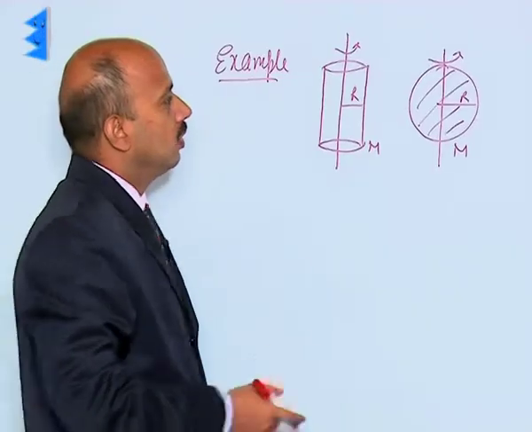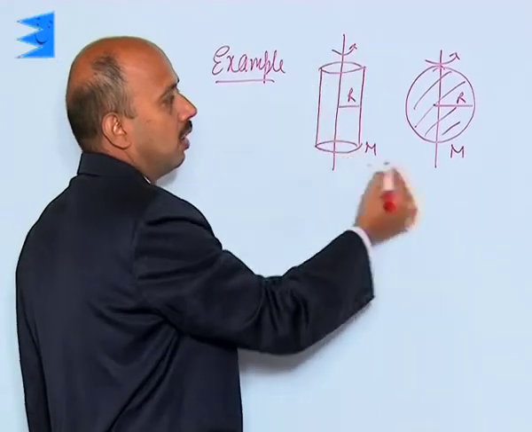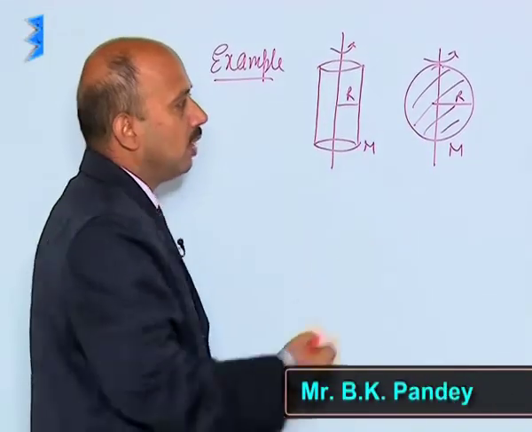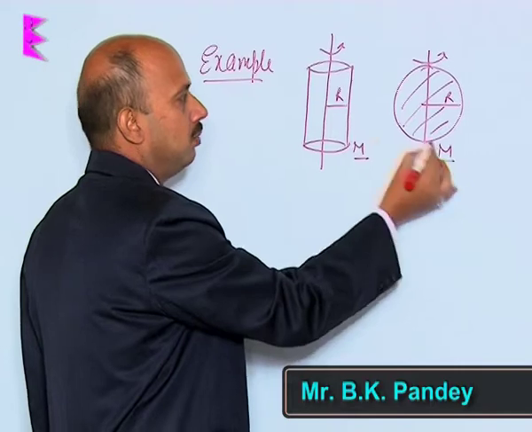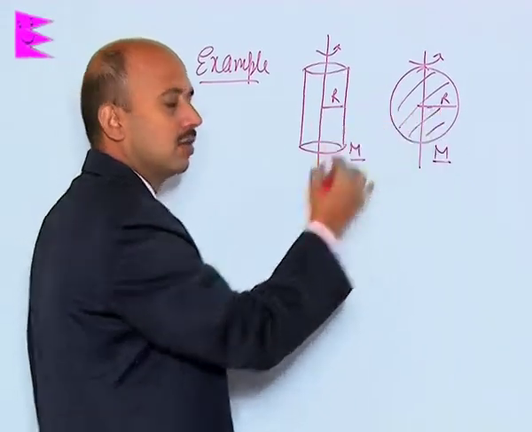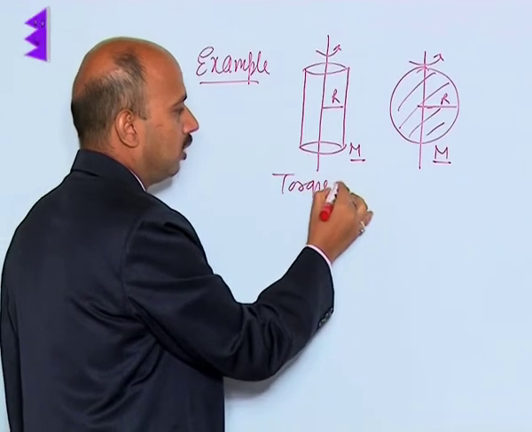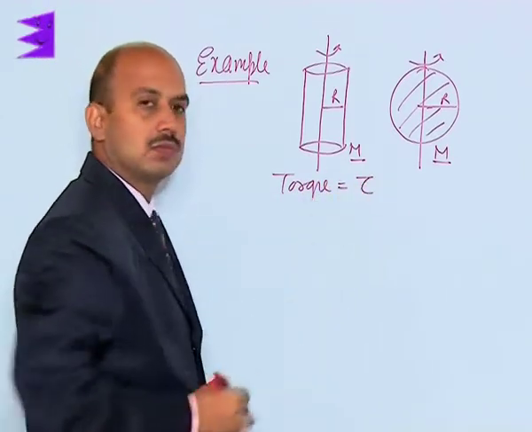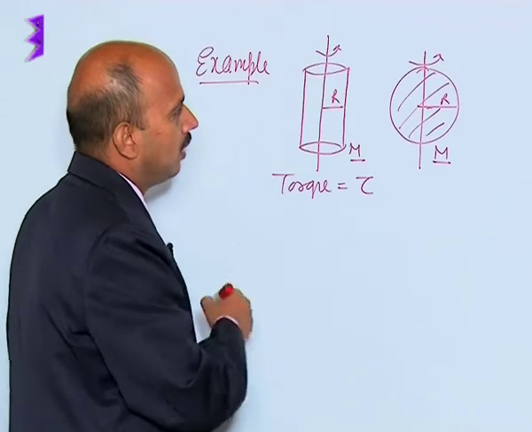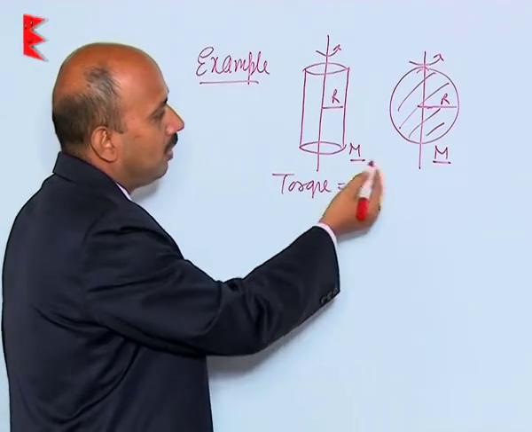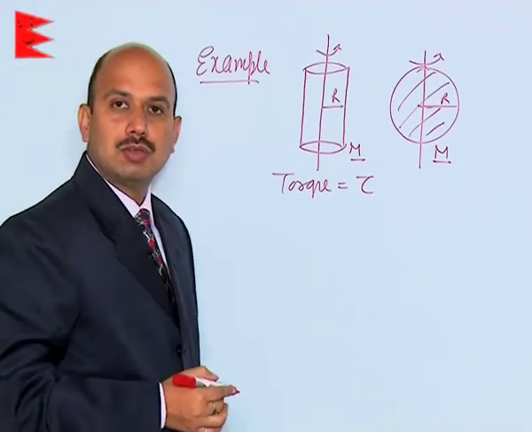Now see here, there is a hollow cylinder and a solid sphere. Both have the same mass m and the same radius r. Both are given equal torque, that is tau. In that case, you have to identify which one will acquire greater angular velocity.